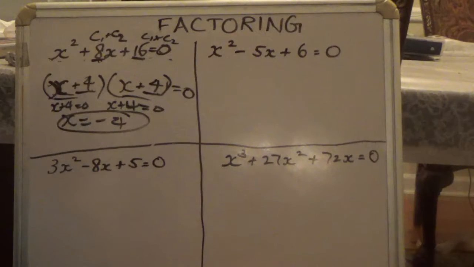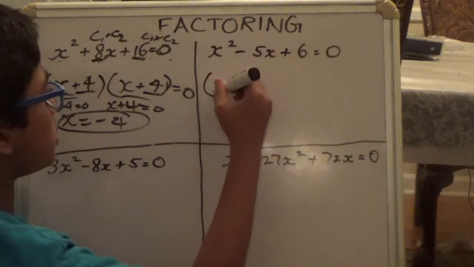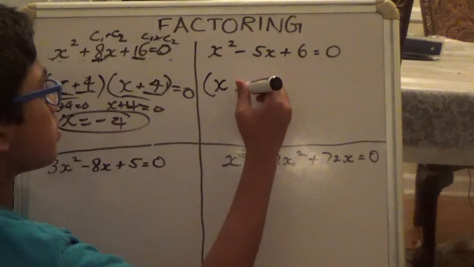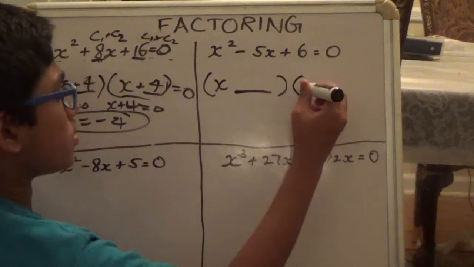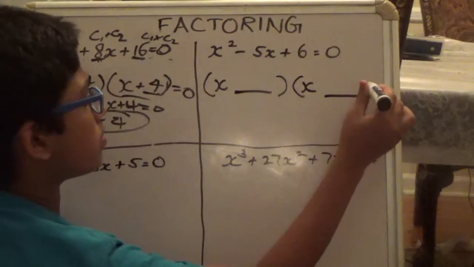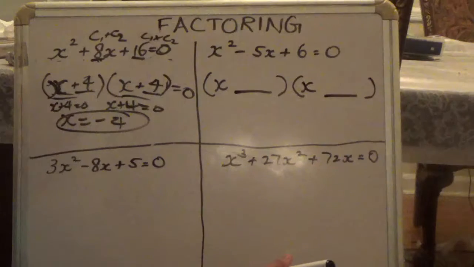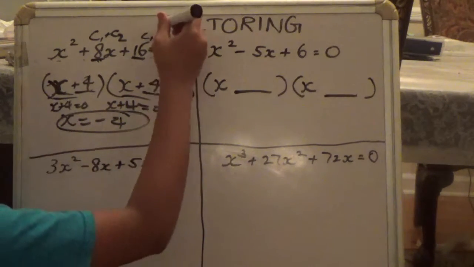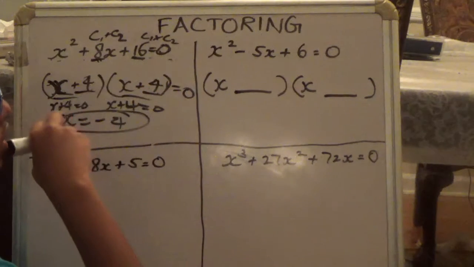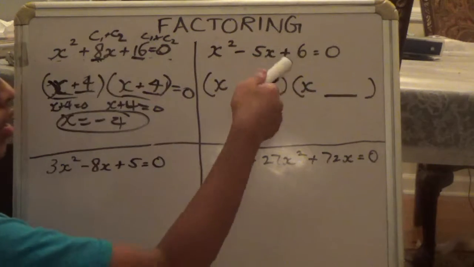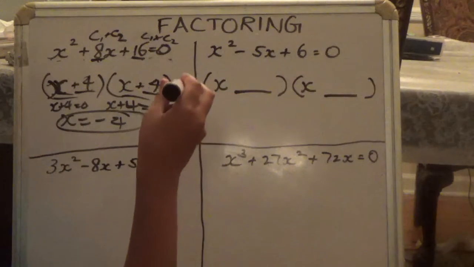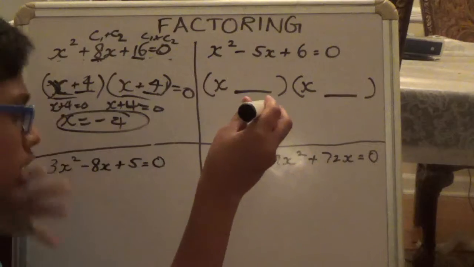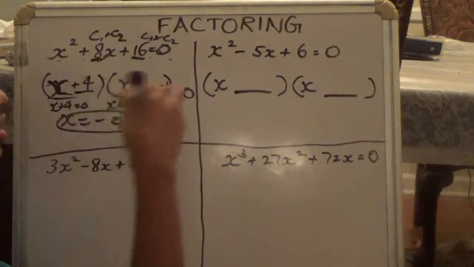x squared minus 5x plus 6. Okay, so let's put down our standard form for factoring, and let's move on. So now, before we bang out all the factors of 6, which you might be going, ooh, I know, I admit it's easy, but there's a catch.